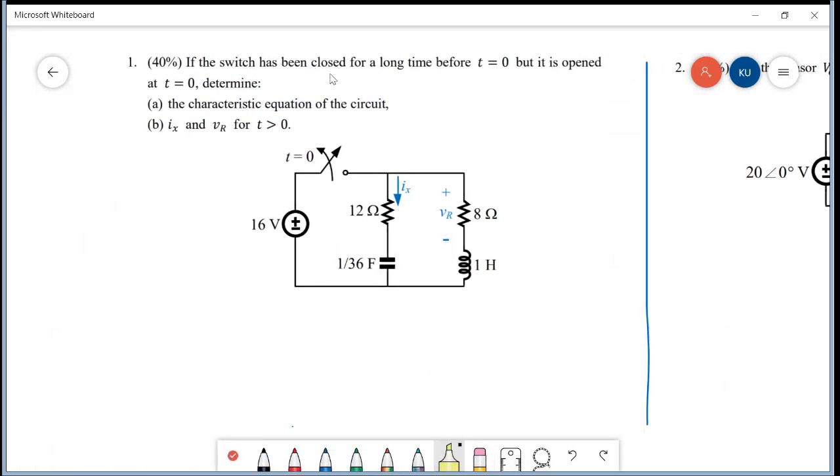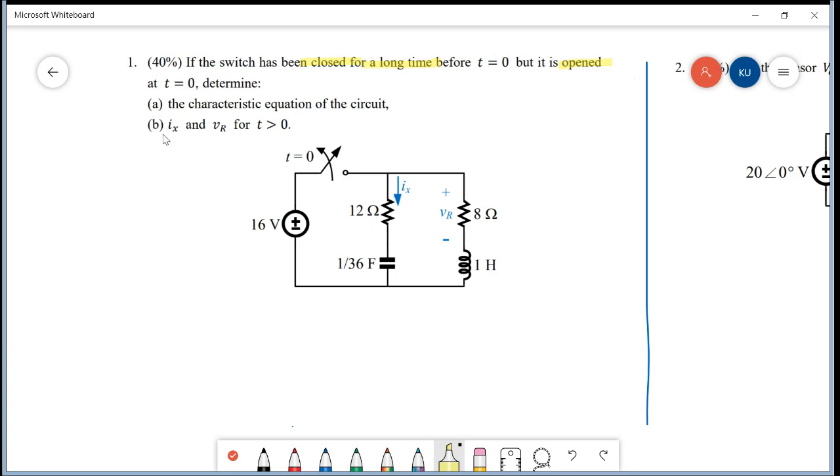So if the switch has been closed for a long time, so before t equals 0, the switch is short circuit here, and so it is closed for a long time, which means that it is in the DC steady state before t equals 0, but it is open at t equals 0. Determine the characteristic equation of the circuit. Actually, it is a second order. This is a second order circuit, so the characteristic equation will be a second order polynomial.